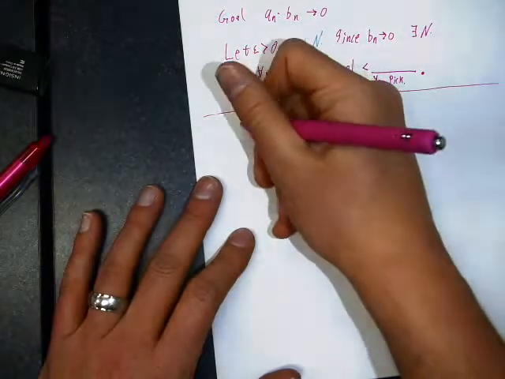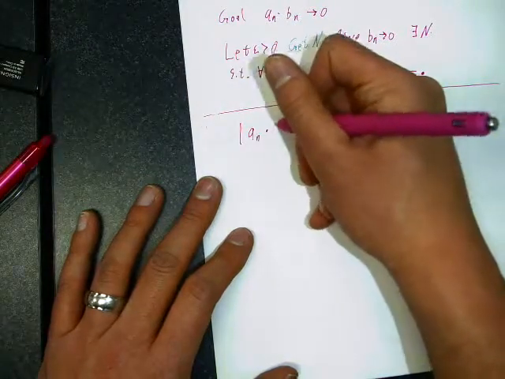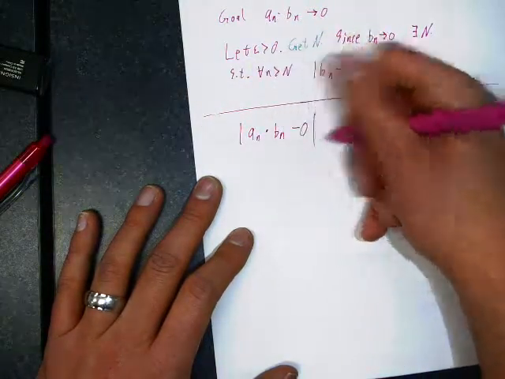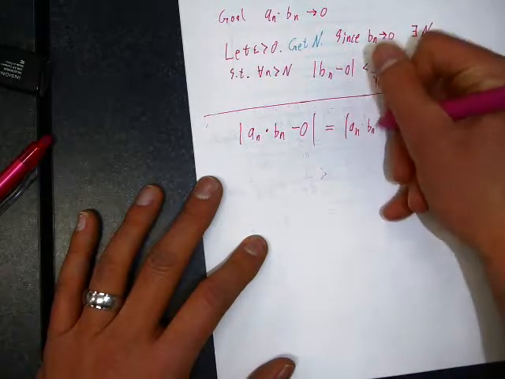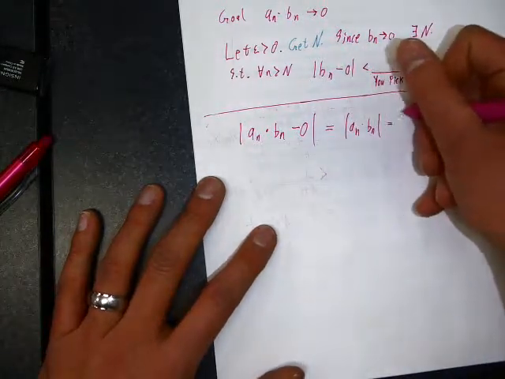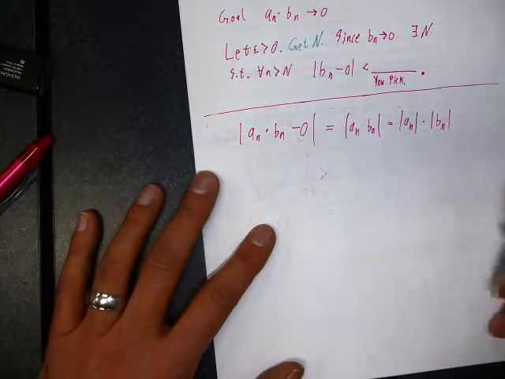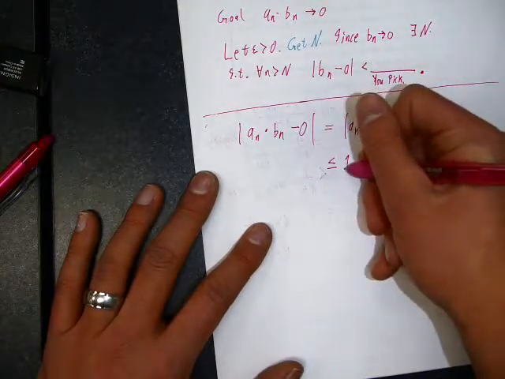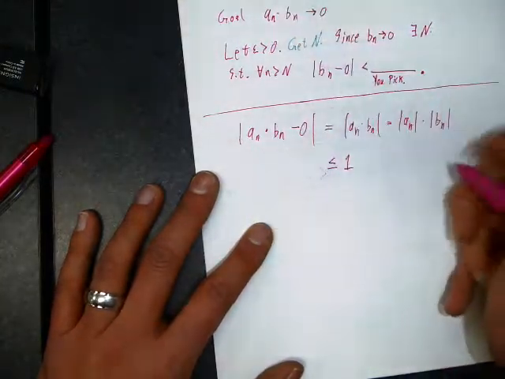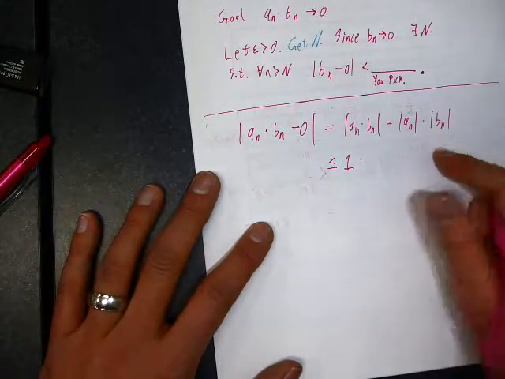So I eventually want the absolute value of a_n times b_n. So here's the bit that's actually scratch work. a_n times b_n minus 0. I want that to be small. So it's obviously the same as a_n times b_n. That's the same as the absolute value of a_n times the absolute value of b_n. a_n, by assumption, is less than or equal to 1. b_n, well, I can make that as small as I want.